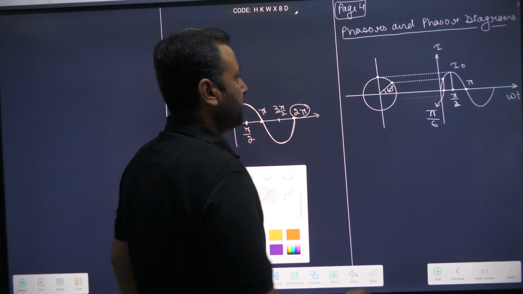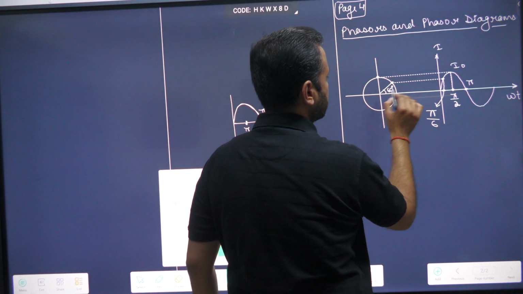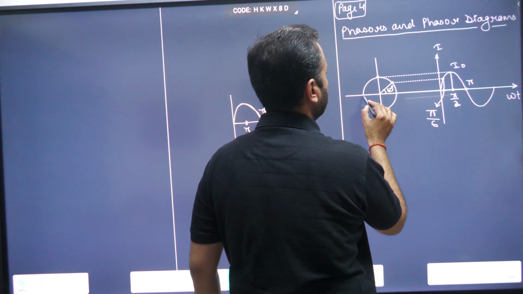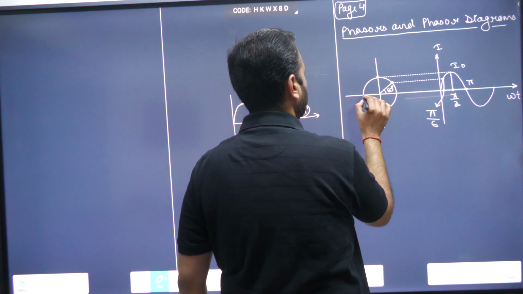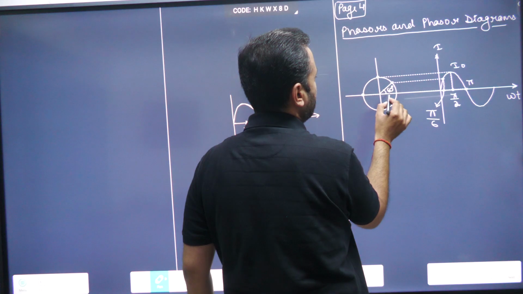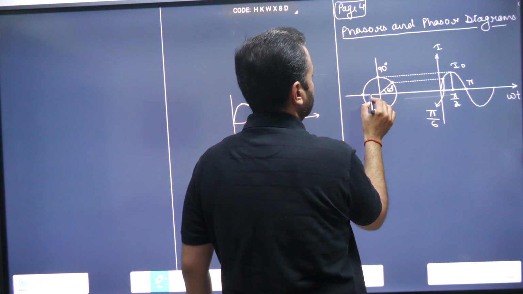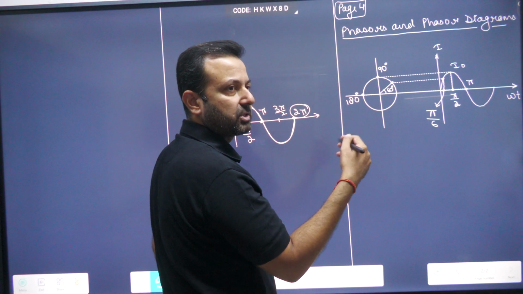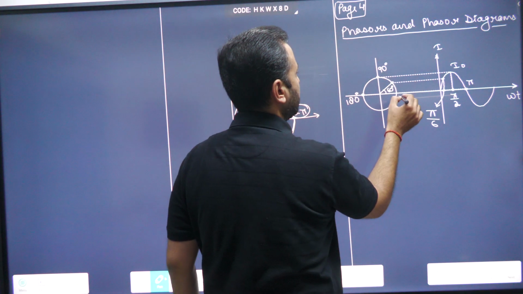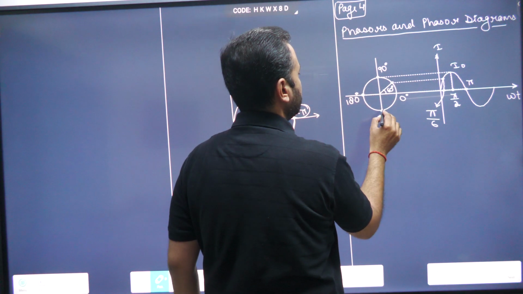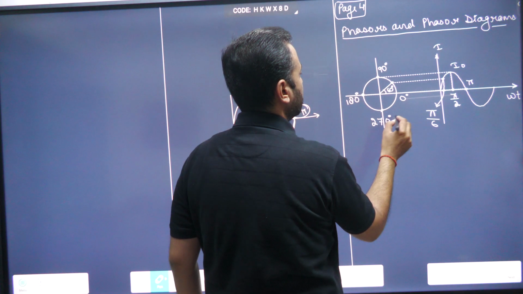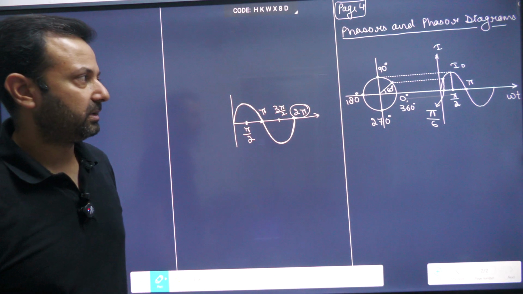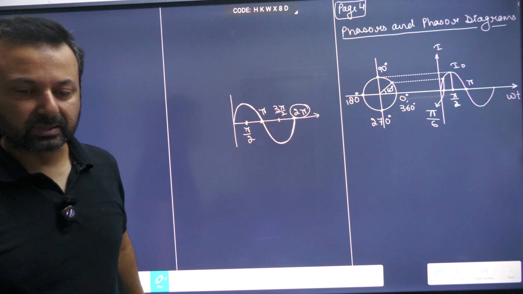Simply try to connect this point with this circle. We connect it like this, like this, and we join it at this point. So what is this point? This is 90 degree. This point is 180 degree, as you have studied in the maths quadrant rule also. This is 0 degree, this is 90, this is 180, this one is 270 degree, and this again is 0 degree, which is 360 degree. And 360 degree is nothing but 2 pi.